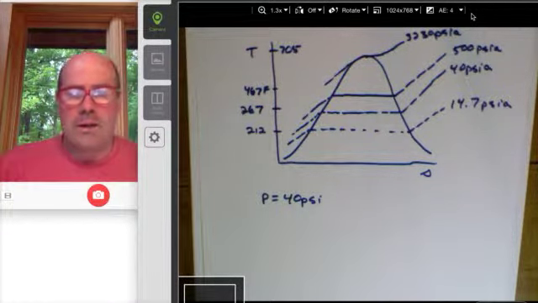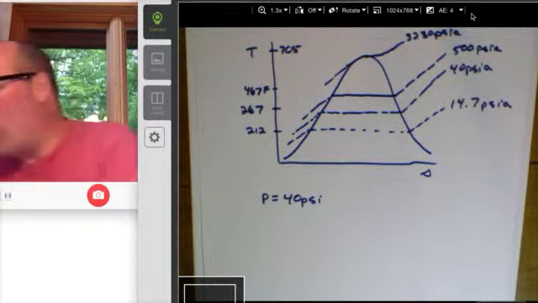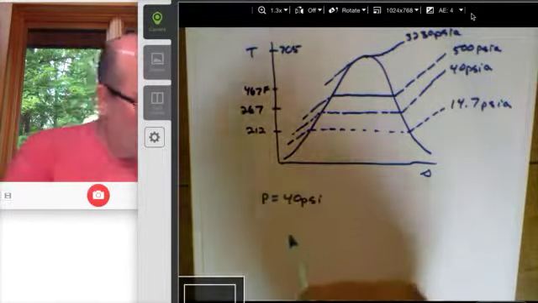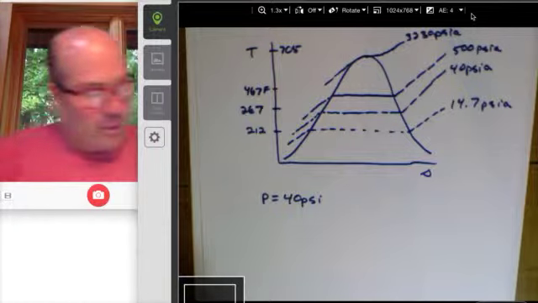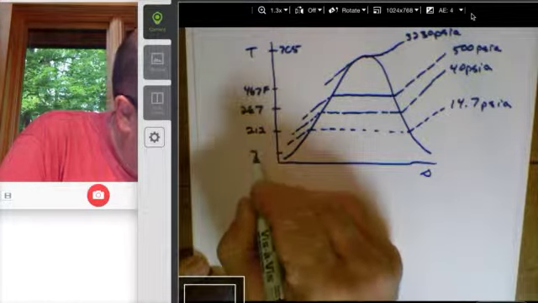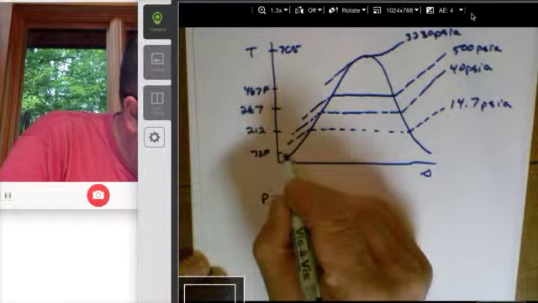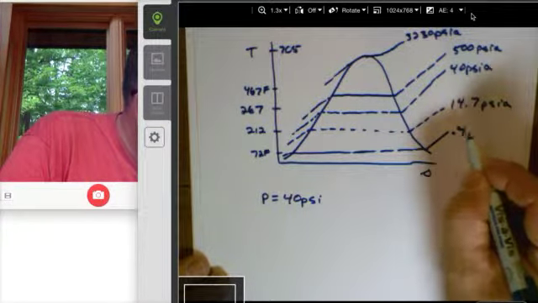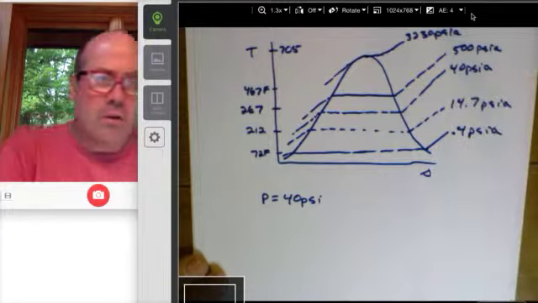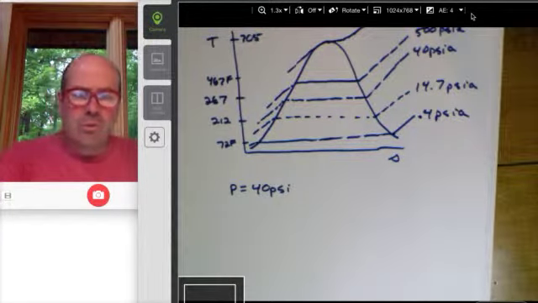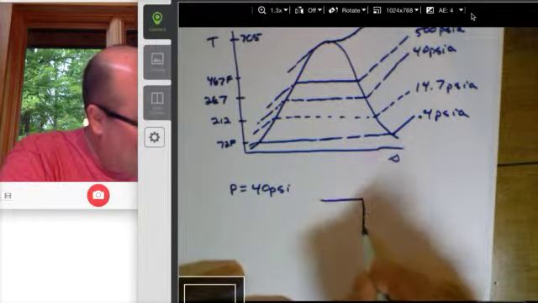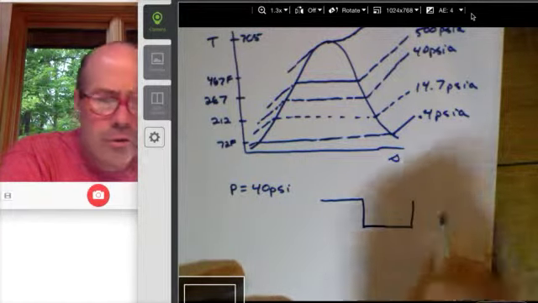We can go all the way down to 0.1 psi. I guess our table goes to 0.4 psi. And at 0.4 psi, the boiling point is 72 degrees Fahrenheit. So let's talk about this for a minute. What's going on? Well, think of a pot of water on the stove.